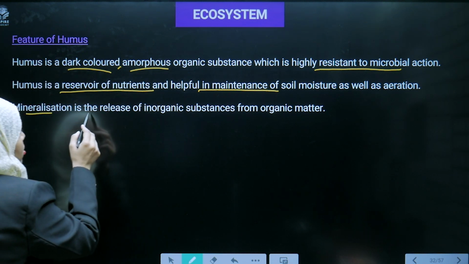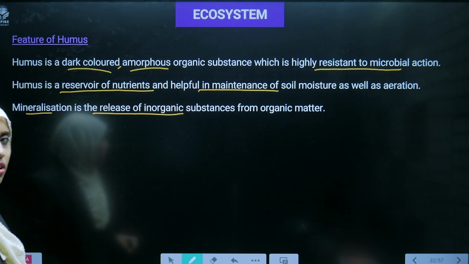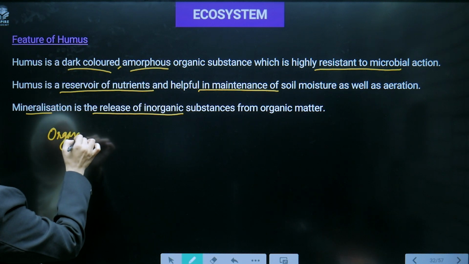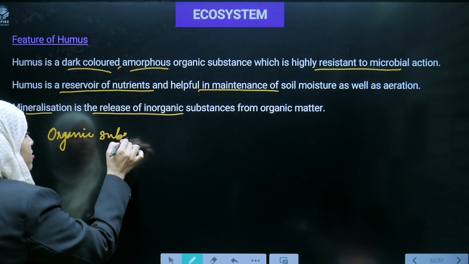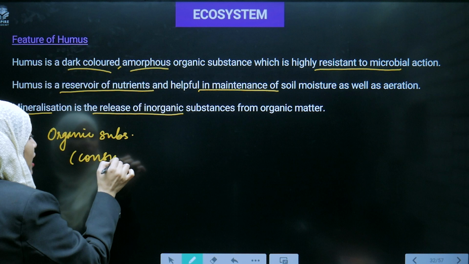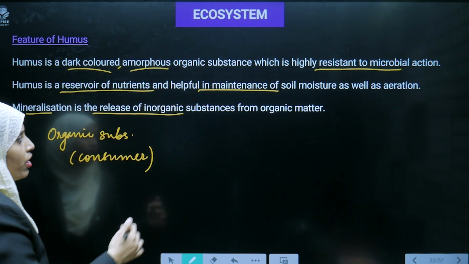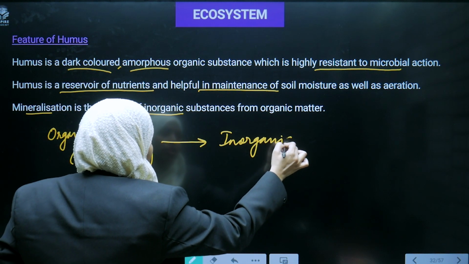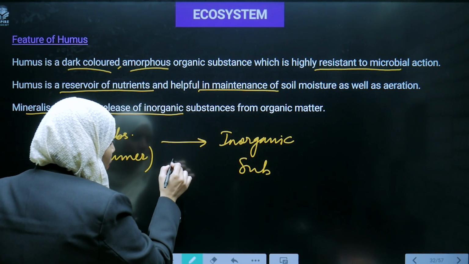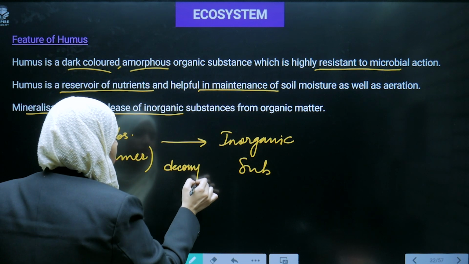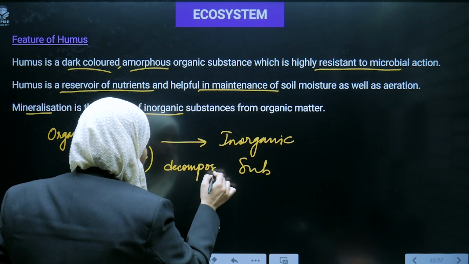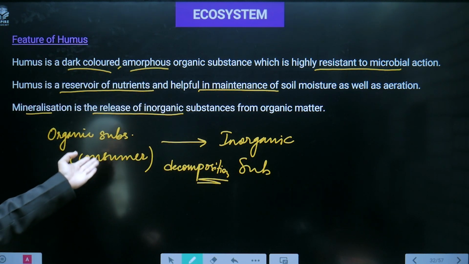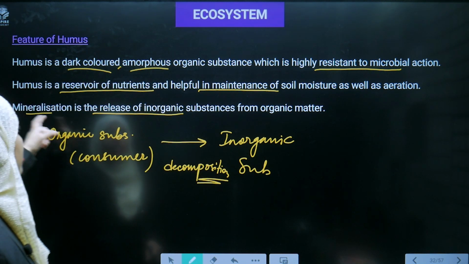Mineralization, what is it? It's the release of inorganic substance from organic matter. In mineralization, organic substance and we can say the consumers, when they die, it will again be converted into inorganic substance. But how? By the process of decomposition, organic substance will be again converted into inorganic substance. So that is mineralization.